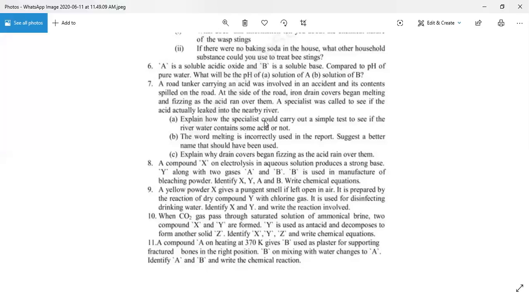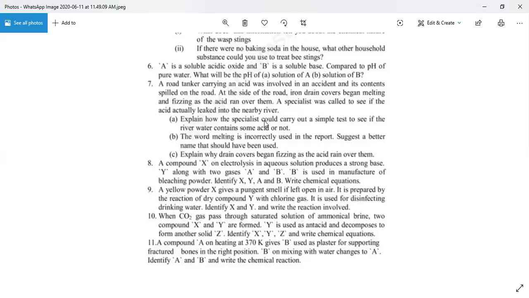Ma'am, so the X is NaHCO3 and Y is NH4Cl. No. Y is used as an antacid. Okay, so then X is NH4Cl and Y is NaHCO3. Yes, right. And then Z is Na2CO3. There is Na2CO3, right?